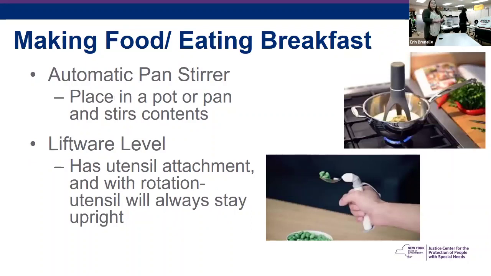And then next we have making food and eating breakfast. So we do have one tool for each of those. So when it comes to making food, one of the things that we have available in our loan closet is an automatic pan stirrer. So essentially it's a battery operated piece. So I just took the top right off. There's 4 AA batteries in it, and there are 3 legs along the bottom.